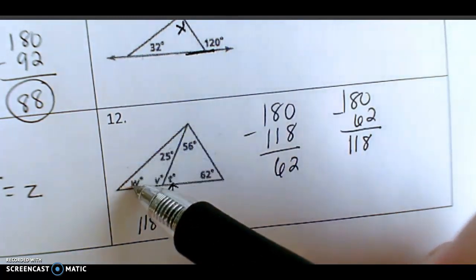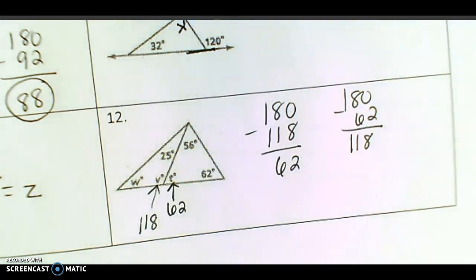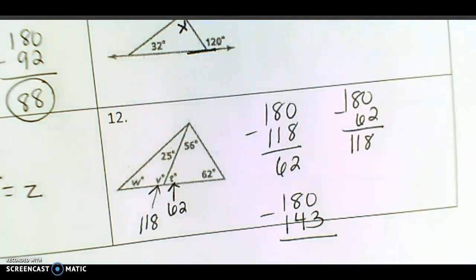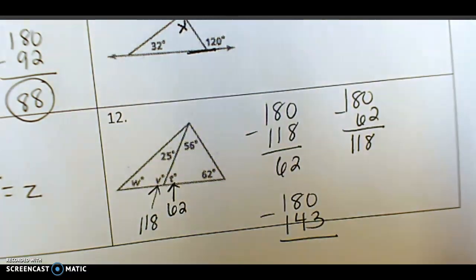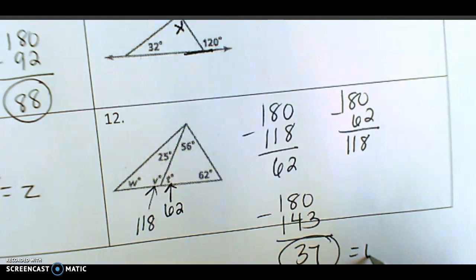And then now I look at this triangle here. I've got that angle and that angle. I'm looking for w, so I know if I add 118 and 25 together, I'll get 143. Subtract that from 180, and you get 37. And so 37 is my answer, which is w.